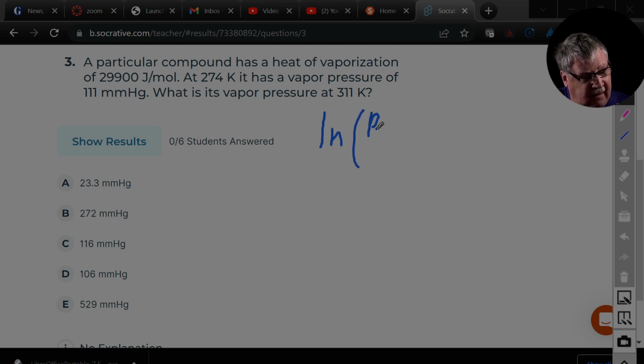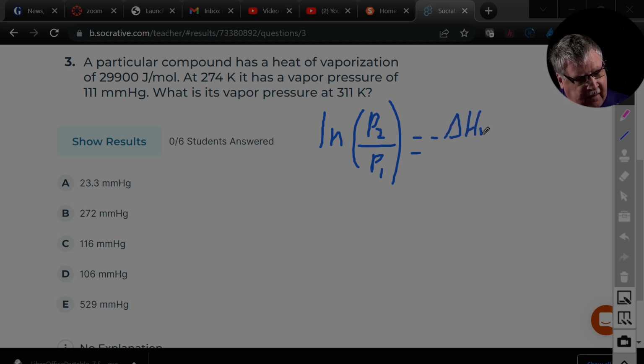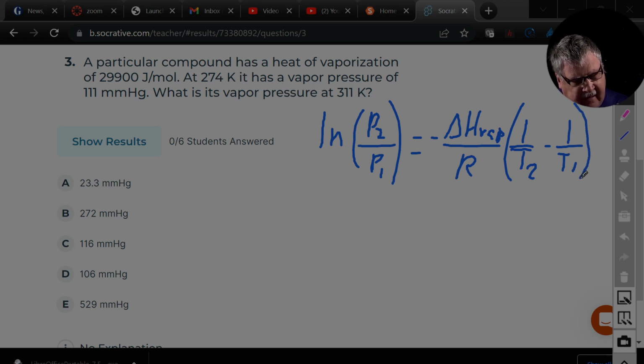The one that we learned to use was this one. The natural log of the vapor pressure ratio at two different temperatures is equal to negative delta H of vaporization divided by R, and then times 1 over T2 minus 1 over T1. Now, if you go looking on that equation sheet, you're going to find at least two other forms that are listed there. Again, they all work. They're all the same thing. They've just been rearranged a little bit.